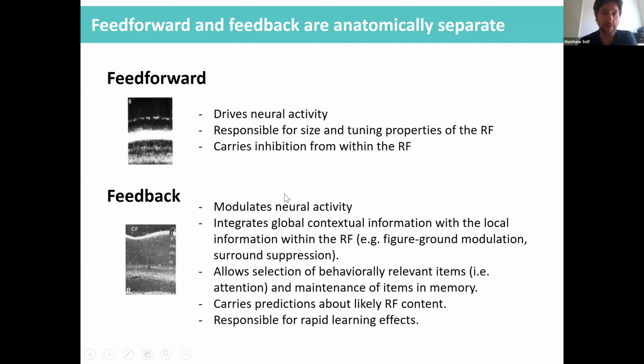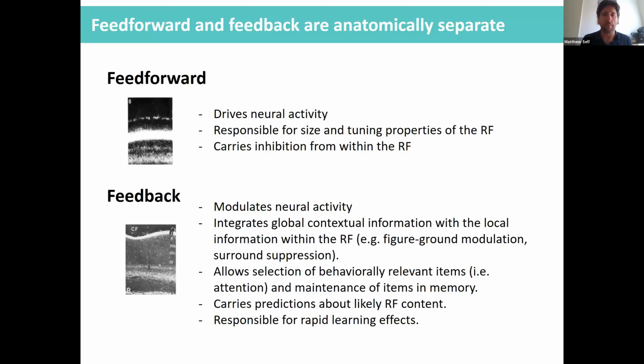Feedback, on the other hand, fulfills quite a different function. So feedback can drive neural activity, but mostly it's modulating ongoing neural activity in the cortical circuit. It plays an important role in integrating global contextual information from the entire visual scene with the local information that is present in the receptive field. So we have phenomena such as figure ground modulation or surround suppression, and I'll be talking a little bit more about those in a couple of slides.